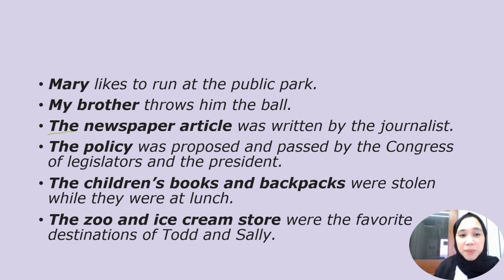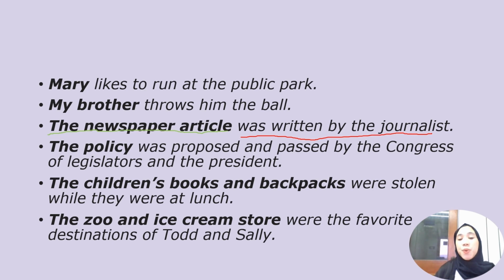The newspaper article was written by the journalist. So this sentence here is not about the newspaper, but it's about the article in the newspaper. So the subject is the newspaper article. What about the newspaper article? It was written by the journalist. So was written by the journalist is the predicate.